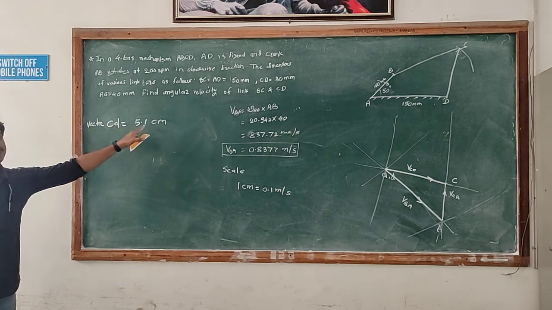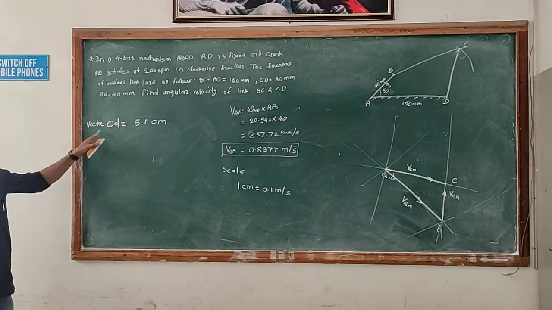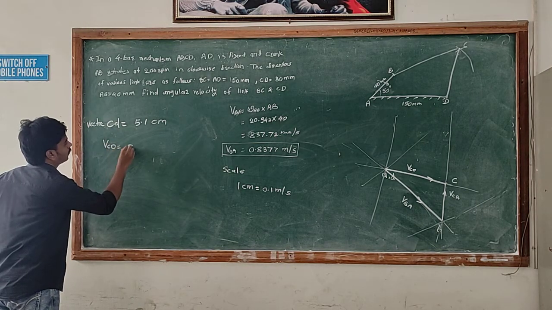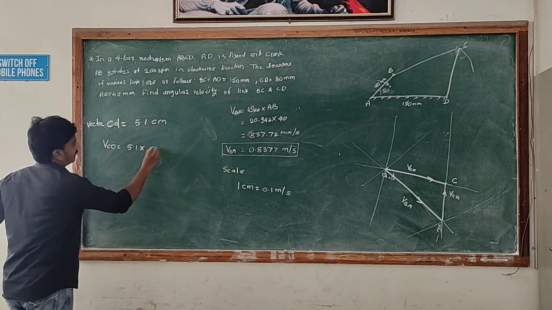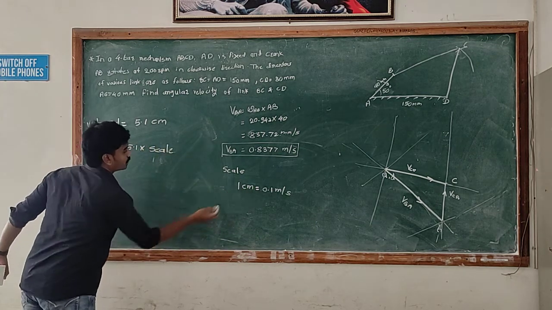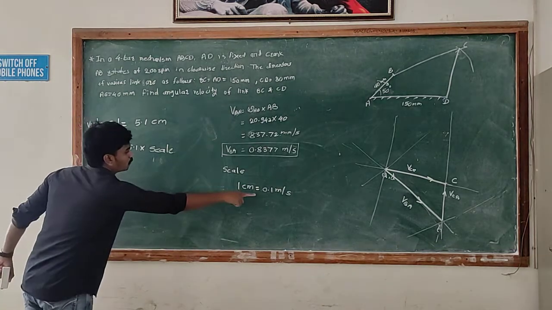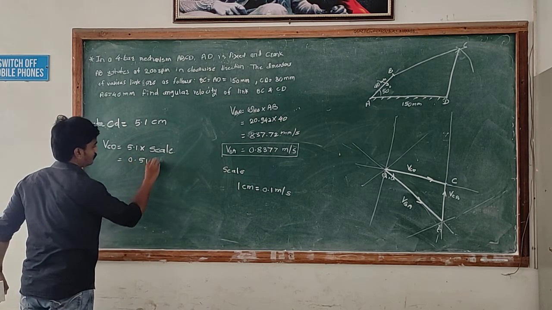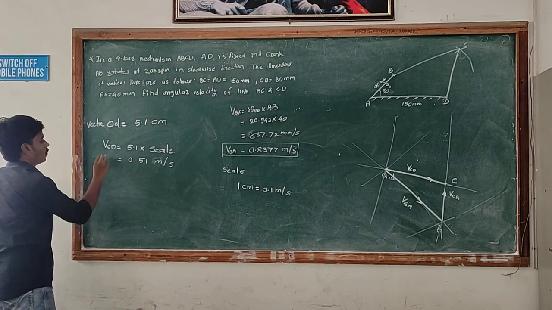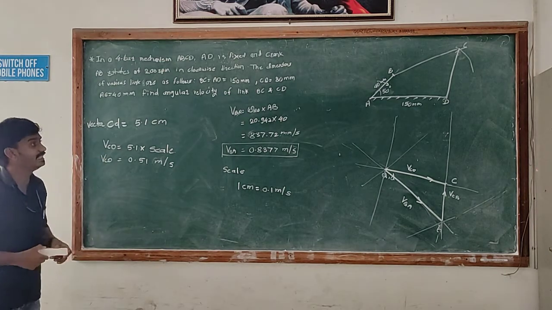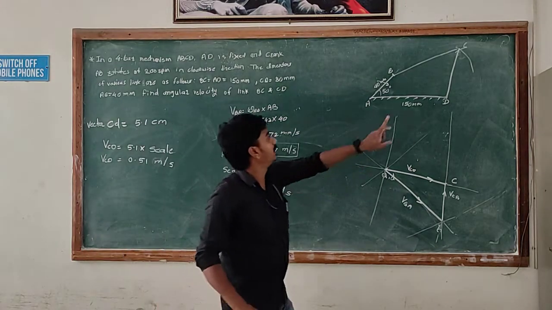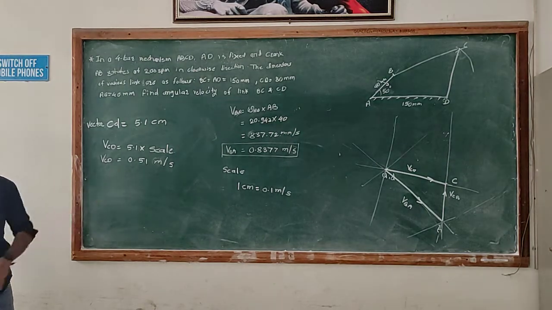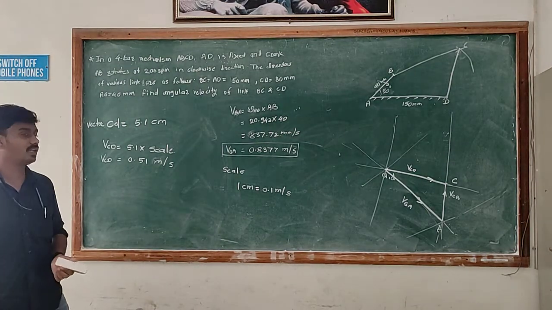If we multiply this distance by the scale, we will get the velocity of the point C. Velocity of the point C with respect to D is equal to 5.1 centimeter into scale. Our scale is 1 centimeter equal to 0.1 meter, so it becomes 0.51 meter per second. So the velocity of the link CD, or velocity of the point C with respect to D, is 0.51 meter per second.